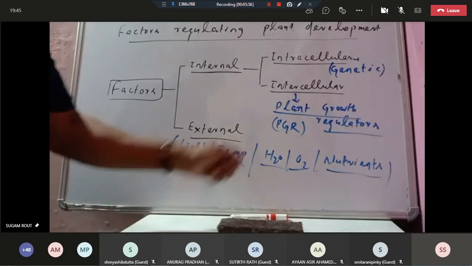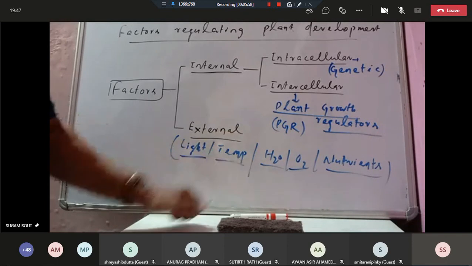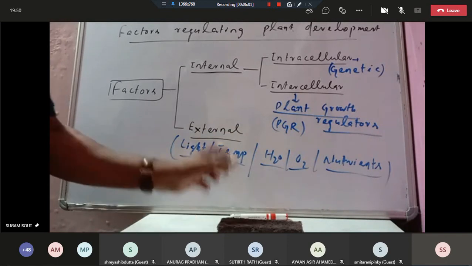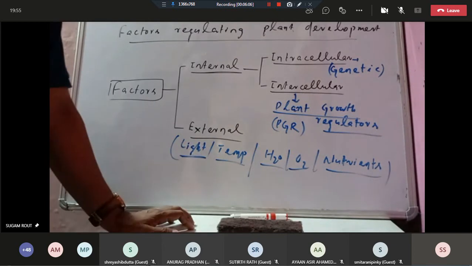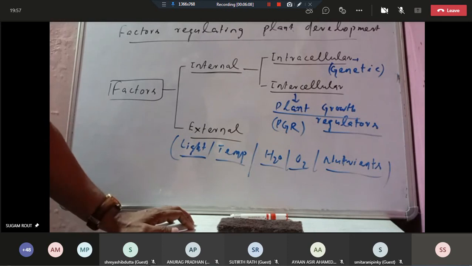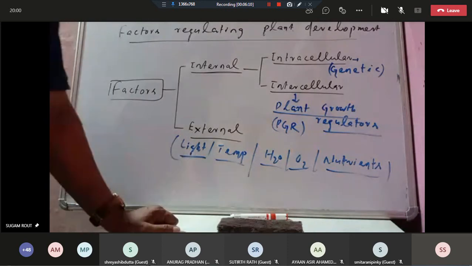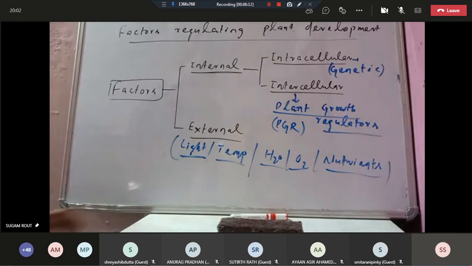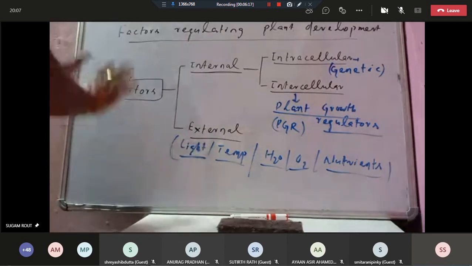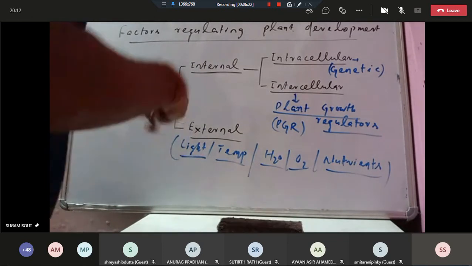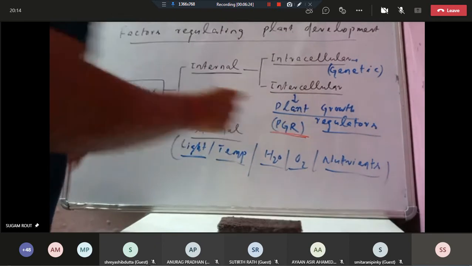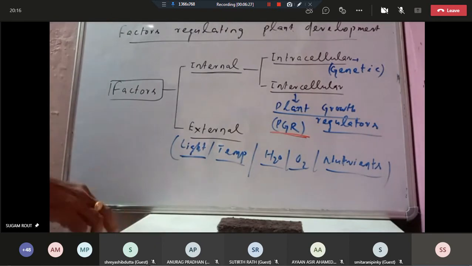Water also causes growth through the turgidity of the cells, and helps in expansion of the cells. Temperature regulates the different enzymatic factors. Light is very important for plants, as it is associated with photosynthesis. So these are the different factors regulating plant growth. But I will go into details about PGR, plant growth regulators. Are you clear about this?